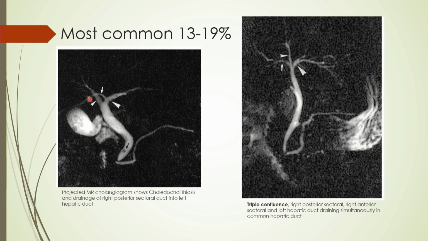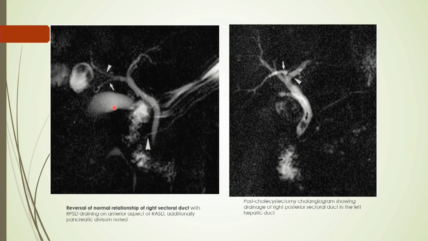This is the most common variant, the right posterior sectoral duct draining into the left hepatic duct. The second most common variation is the trifurcation anomaly. Here we can see reversal of the union of the right and left sectoral ducts, with the right posterior sectoral duct draining onto the inferior aspect of the right anterior sectoral duct.